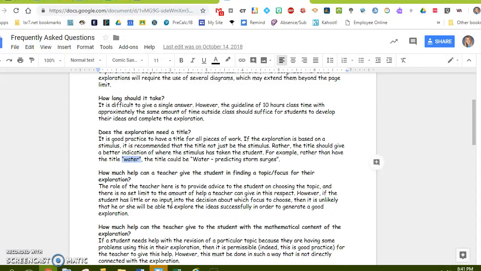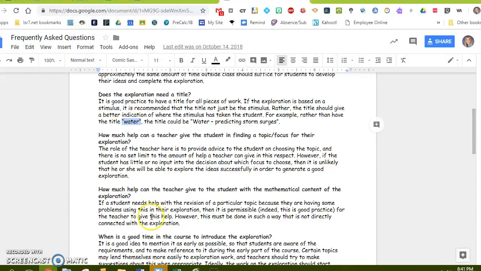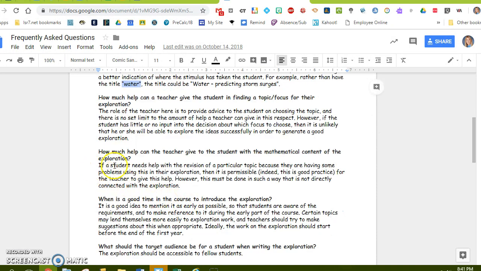Okay, that's personal engagement. So you need to be the person that's thinking about the topic and trying to explore ideas on how you can make that topic your own. How much help can I give you with the mathematical content of the exploration? Okay, you can see there, if you need help with the revision on a particular topic because you're having some problems using it in your exploration, then I can give you a little bit of help with the mathematical content. But again, I cannot just tell you what to do or how to do it.